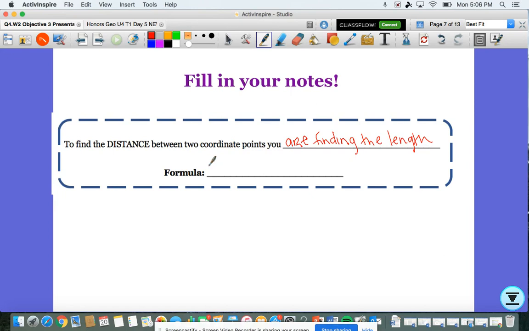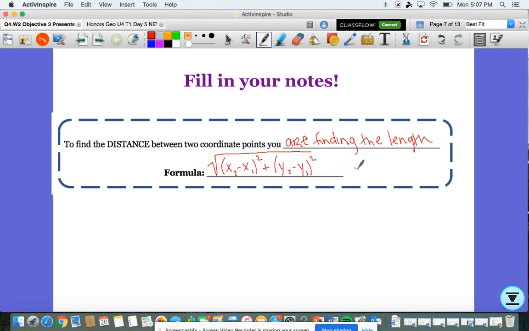So the formula that we have, or that they gave us, was the square root of x2 minus x1 squared. And note, whenever you square something, it's always going to be positive, plus y2 minus y1 squared. So it's the difference of the x's squared plus the difference of the y's squared. And this is going to give us the distance, or the length, between 2 points.